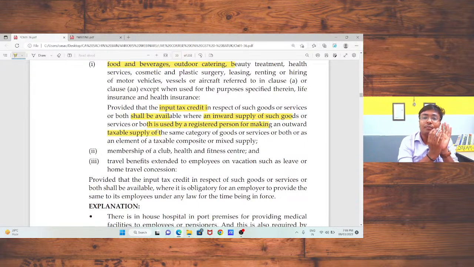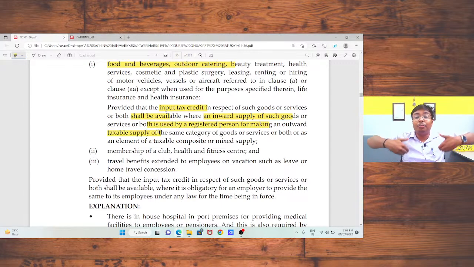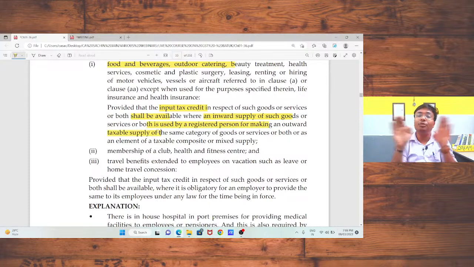That means, sir, let us understand this with logic. What is the logic behind this? If you are going to pay output tax to the government, in that case input is allowed. If you are not going to pay the output tax, in that case input is not allowed. That is the concept.